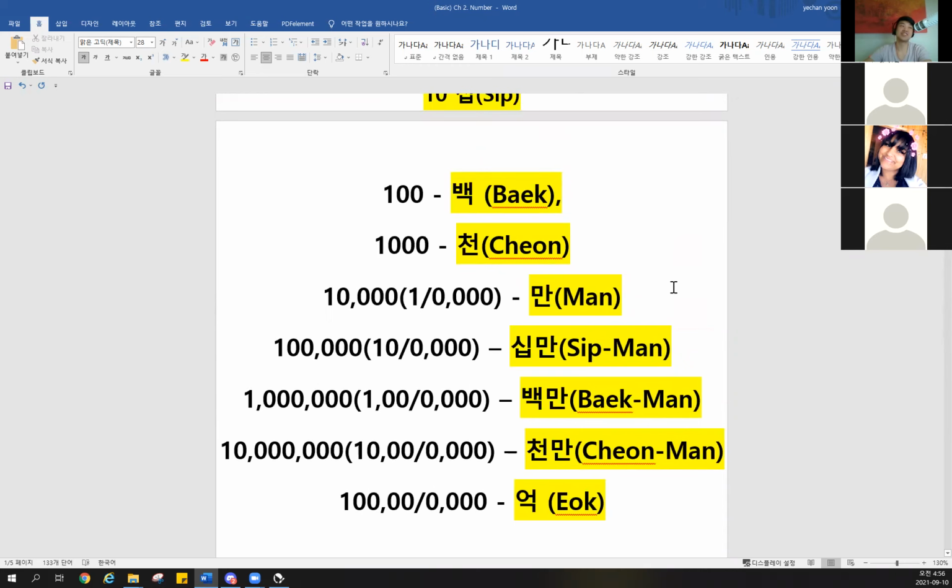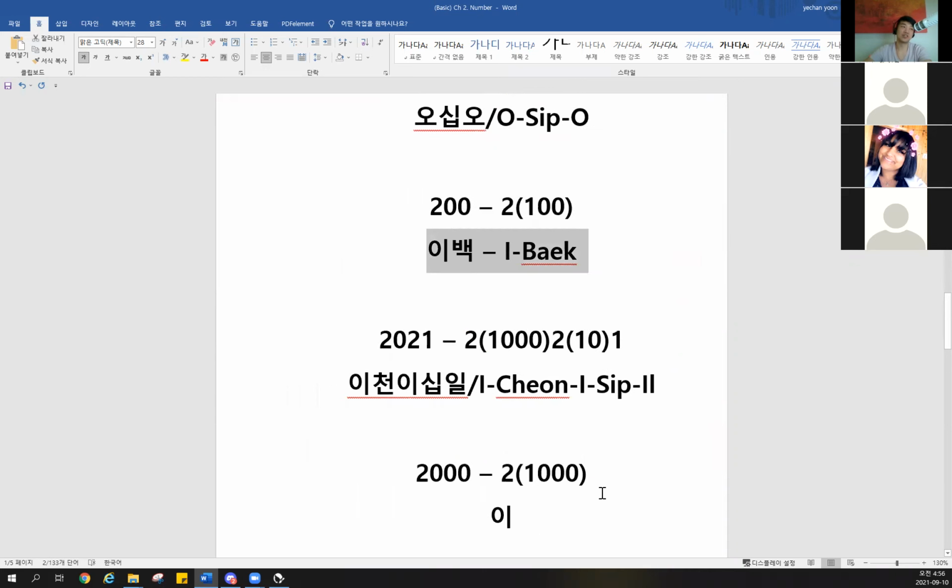You can see the screen. Is it Chun? Chun, correct. So it's going to be 이천. Ichun? Oh, okay. There's no specific typical form. So you can just add it together, Ichun, like this. Okay. 이천.